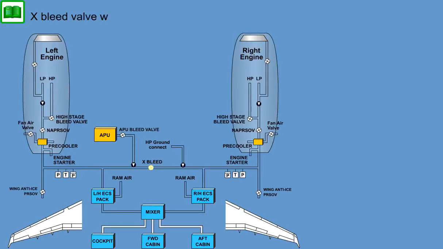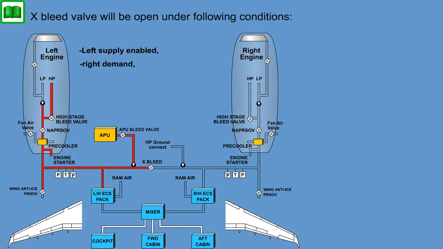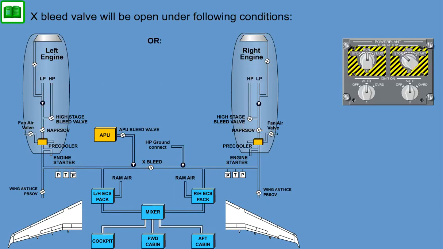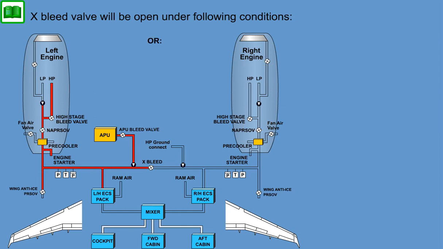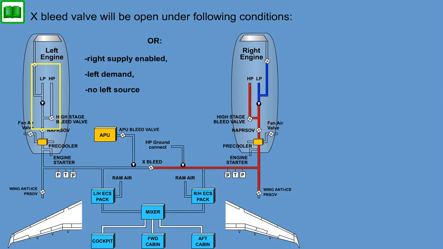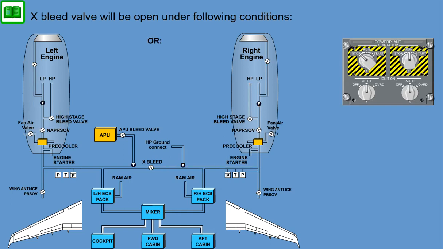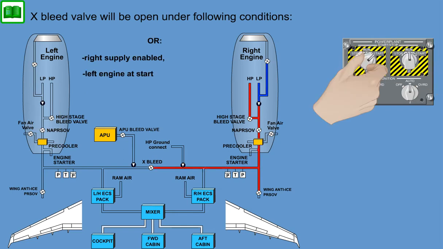The crossbleed valve will open under the following conditions: left supply enabled, right demand, no right-hand source. Or left supply enabled, right engine at start. Or right supply enabled, left demand, no left source. Or right supply enabled, left engine at start.